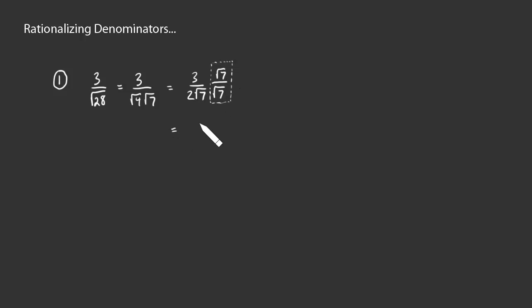Now what do we have? 3 times the square root of 7 up top, and then 2 times the square root of 7 times another square root of 7. That's 7 there times 2. That's 14, and the radical is gone from the denominator. That's our rationalized expression. Let's look at another one.